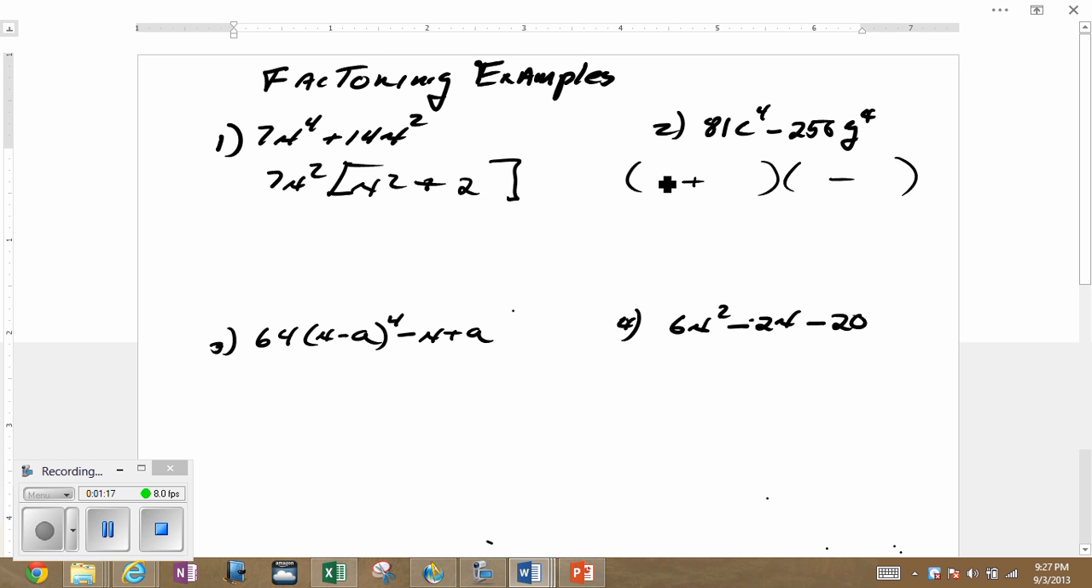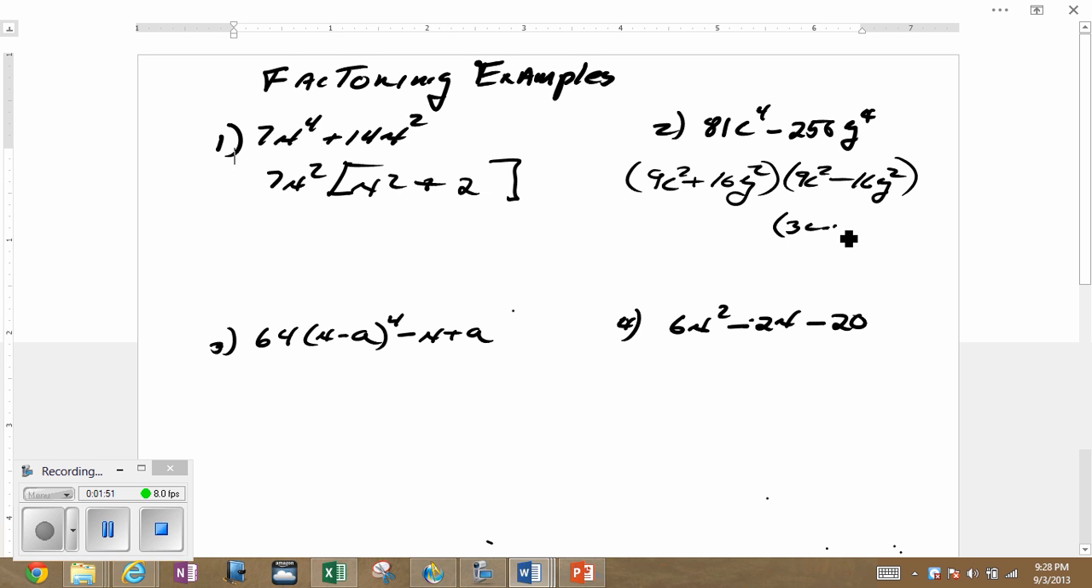Square root here, 9c squared plus 16y squared. Same thing over here, minus sign. 9c squared minus 16y squared. Factor? Yes. Factor completely? No. Why? Because here, again, lies a difference of squares. That, again, can be factored. So we factor it.